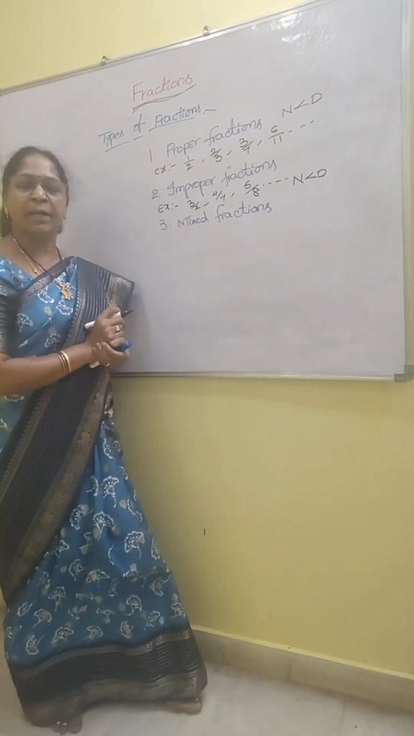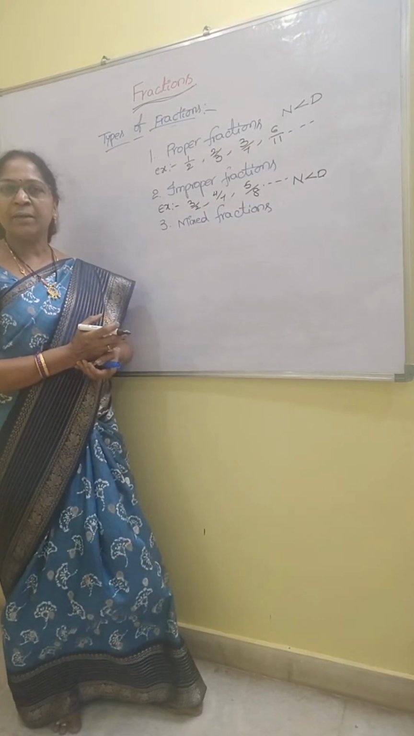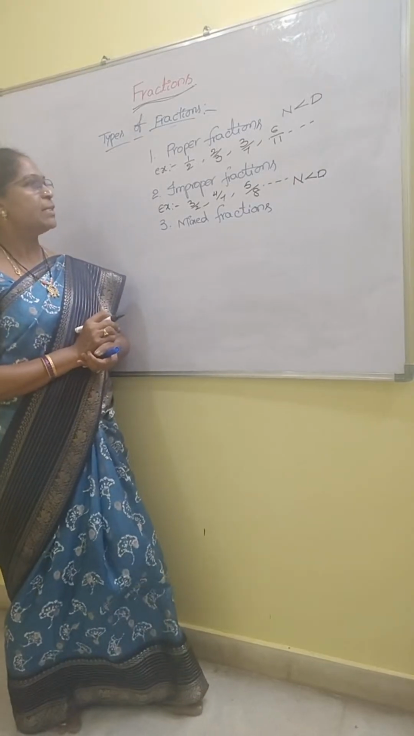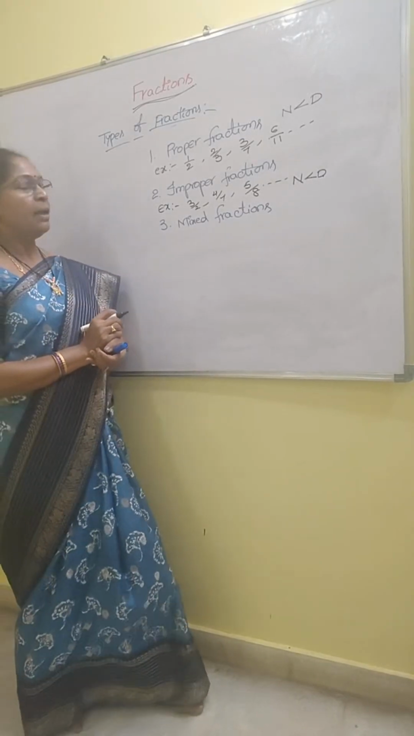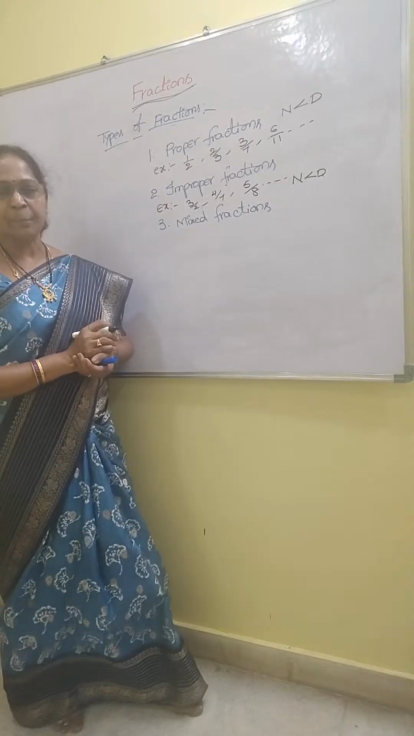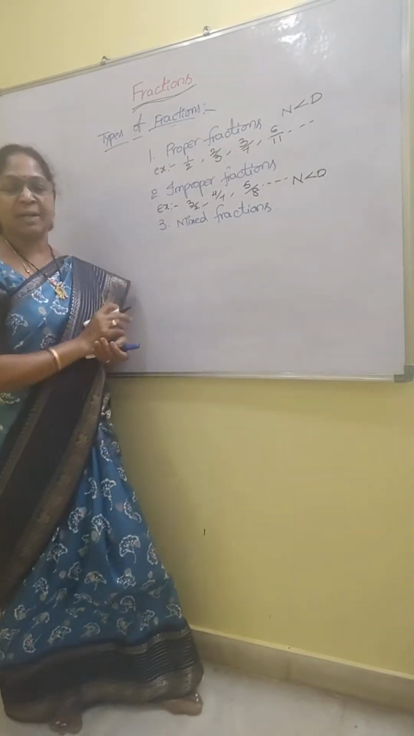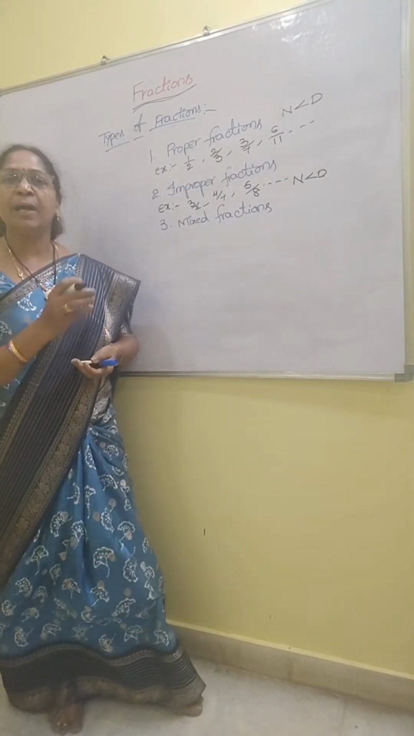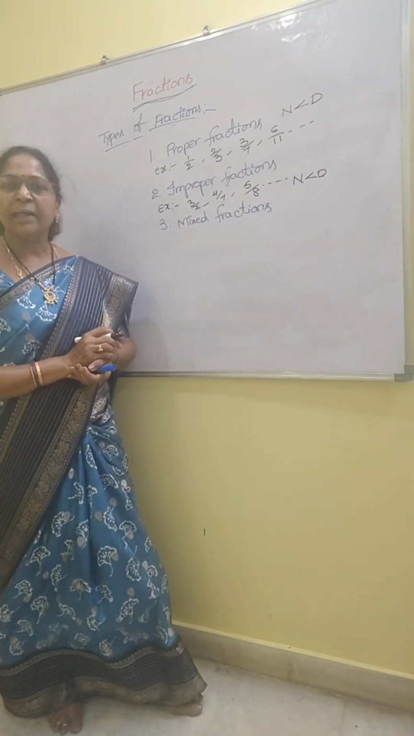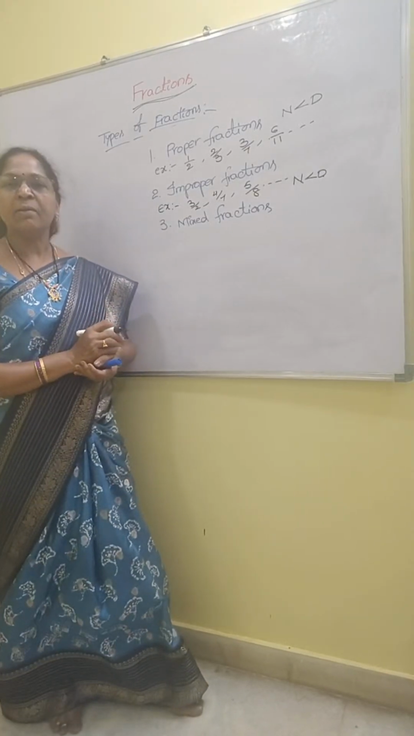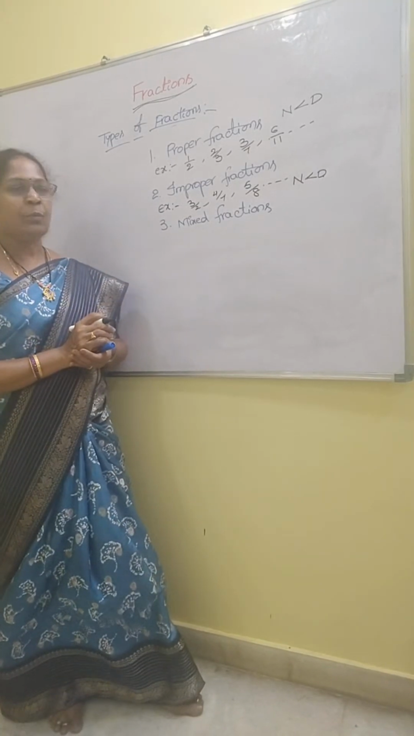So here 3 by 2 or 4 by 7 or 1 by anyone. 1 by 3, is it the proper fraction? Is it the proper fraction or improper fraction? 1 by 3 means that is the proper fraction. Suppose 3 by 2, that is improper fraction. Why? Because denominator value is always less than the numerator.